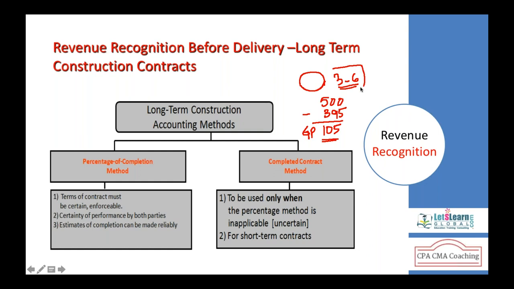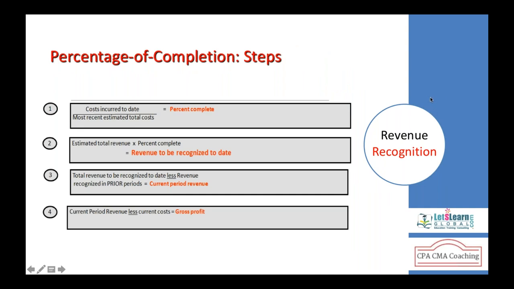Here, once the contract is completed, we summarize all the costs incurred until the completion of the project and deduct them from the contract price, what you are going to receive from the client. Once you deduct the total cost incurred from the contract price, you get gross profit. So, under this method, the revenue is only recognized when the contract is completed, the work is completed 100%. Let's now work on the percentage of completion method.